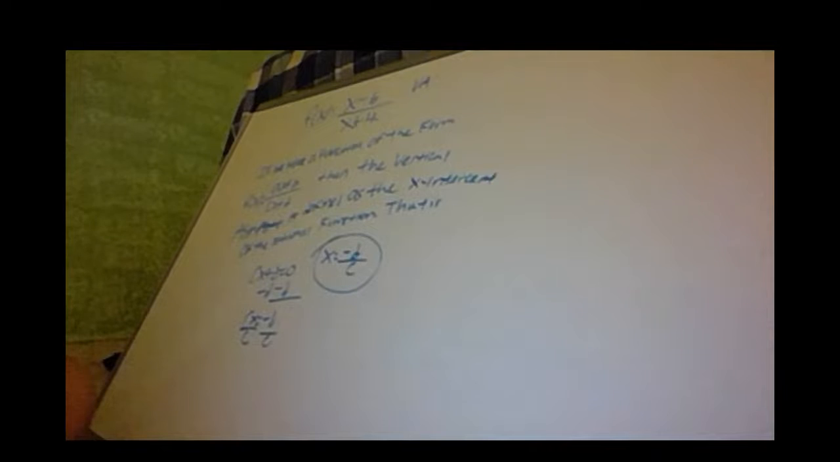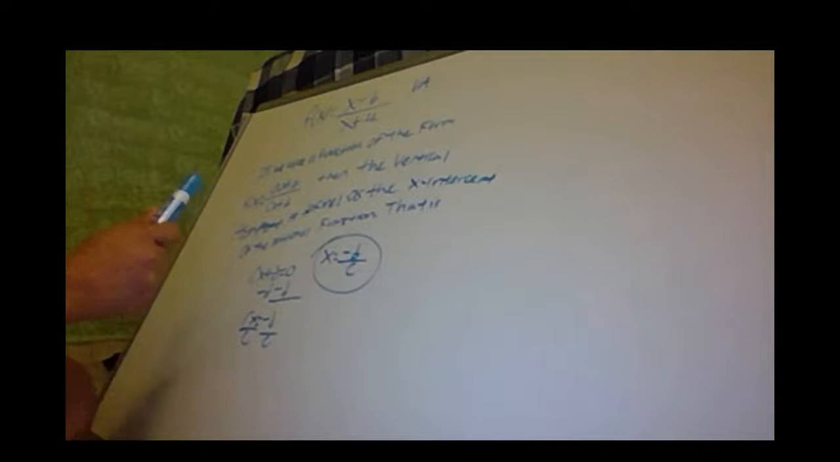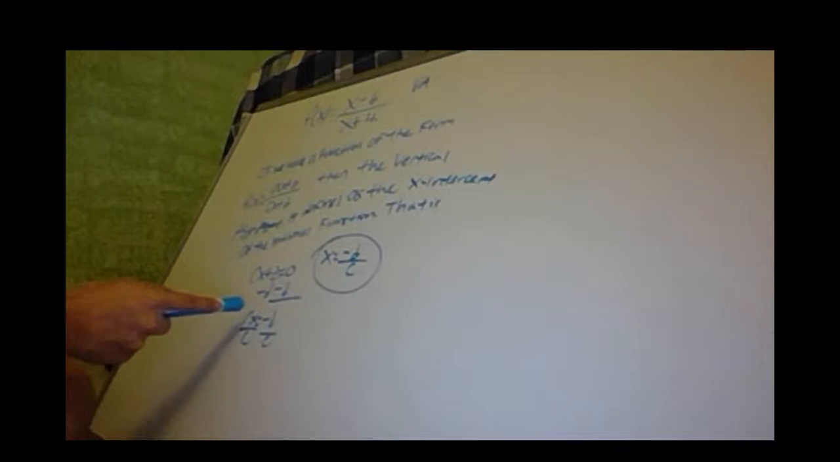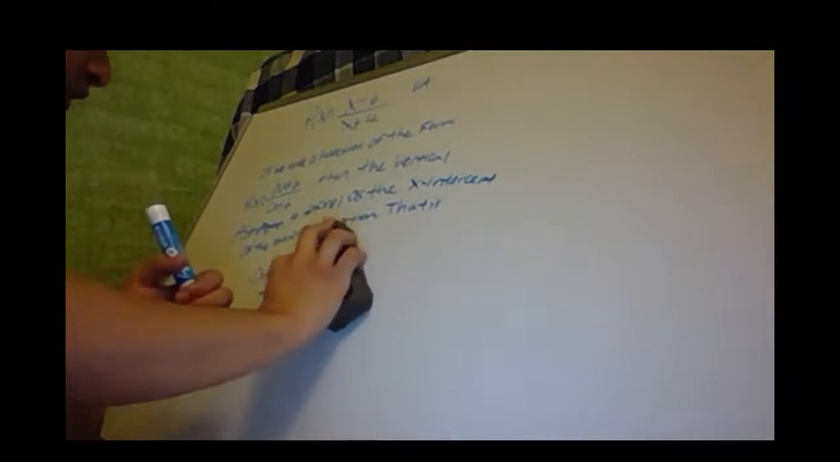It says if we have a function of the form f of x equals ax plus b over cx plus d, then the vertical asymptote is defined as the x-intercept of the rational function, that is cx plus d equals 0, and we solve for x by subtracting d on both sides. We get cx equals negative d, and so x equals negative d over c. Now, you don't have to remember that. I know that sounds very confusing.